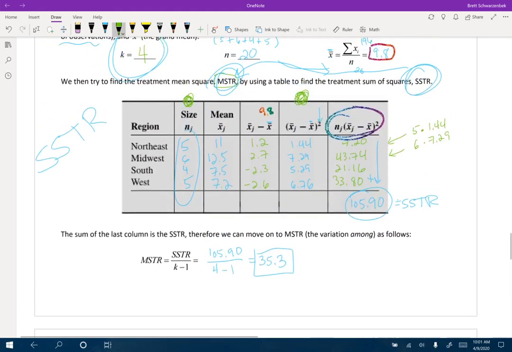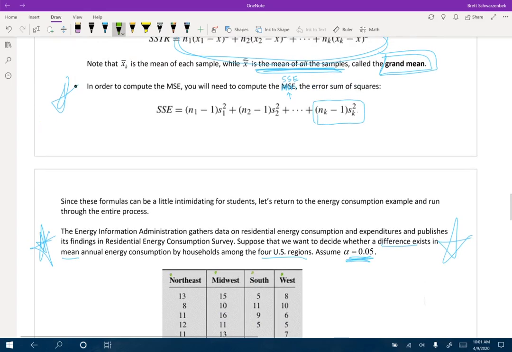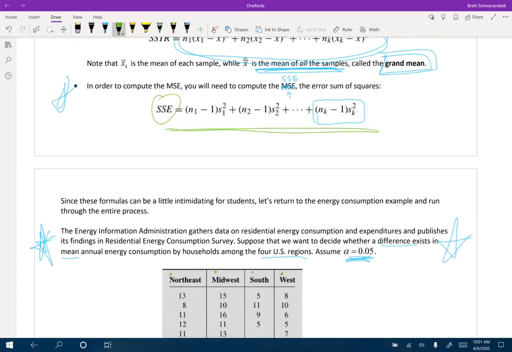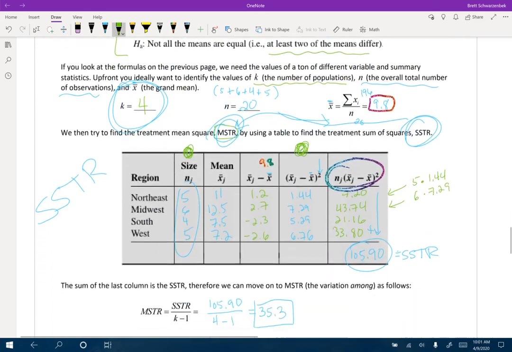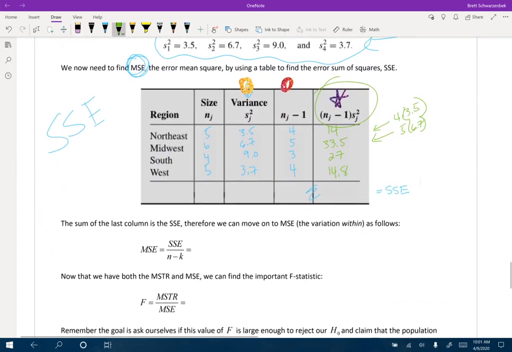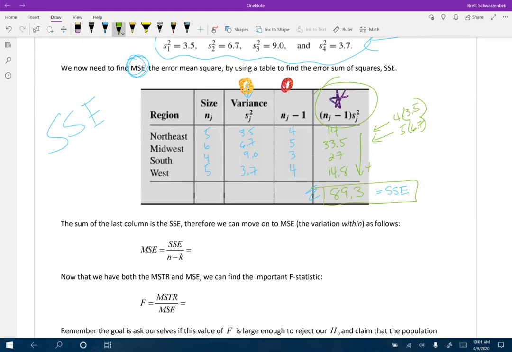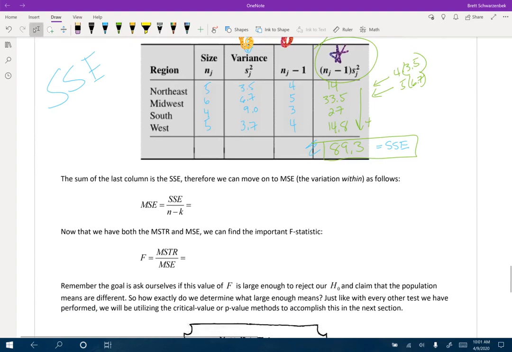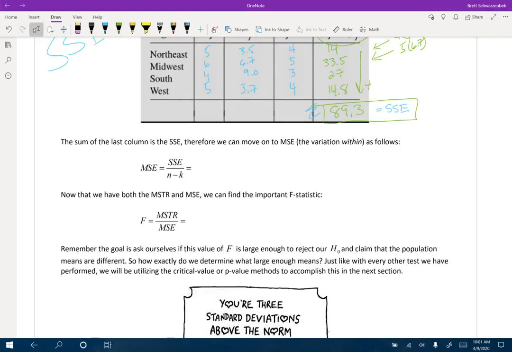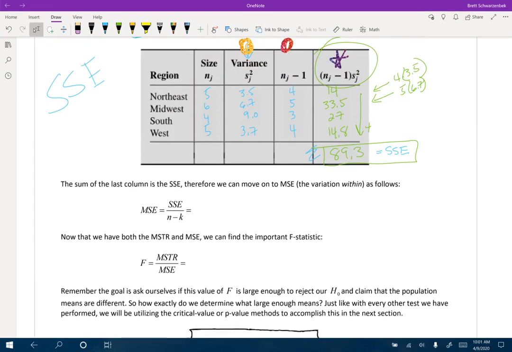And then just like we spoke of at the bottom of this page, we now need to find SSE. We have to take the sum of all of those. So in order to do so, we add these up, and we get 89.3. So 89.3 is going to be our SSE for the problem. We then can calculate our MSE, which has a formula of SSE over n minus k. So we can take our 89.3 and divide by n minus k.